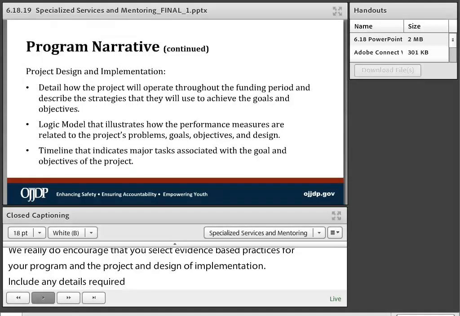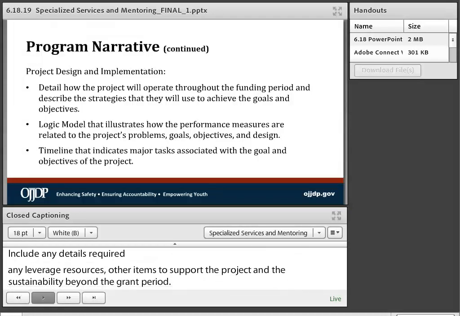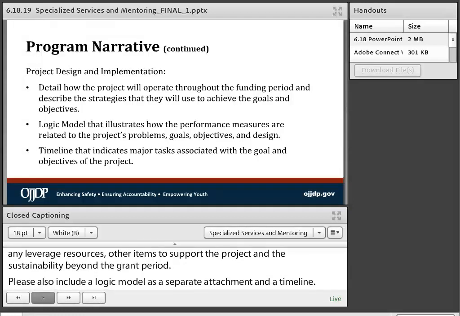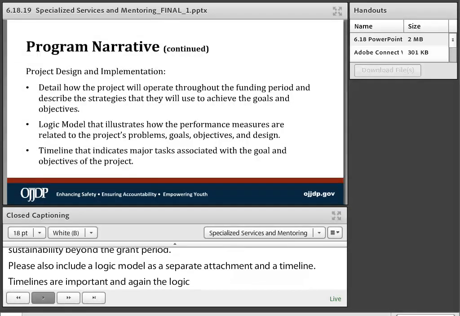Please also include a logic model as a separate attachment and a timeline. Timelines are important. And again, the logic model and timeline as separate attachments do not count against or towards the 30-page limit of the narrative. But that timeline is really important. We look at that closely as a separate attachment.